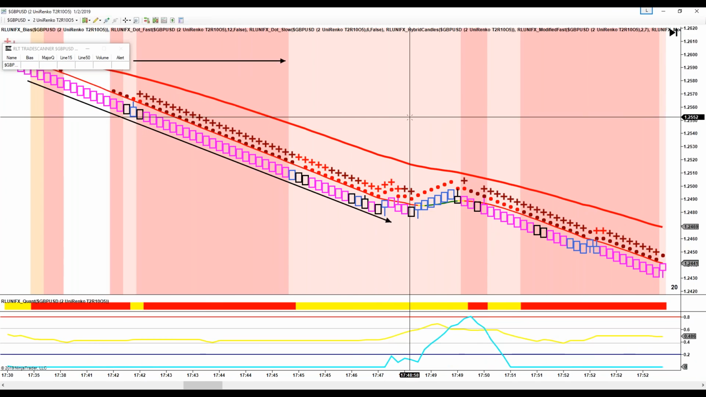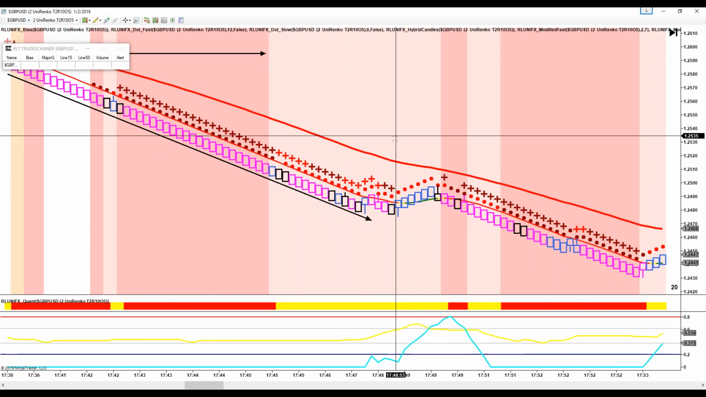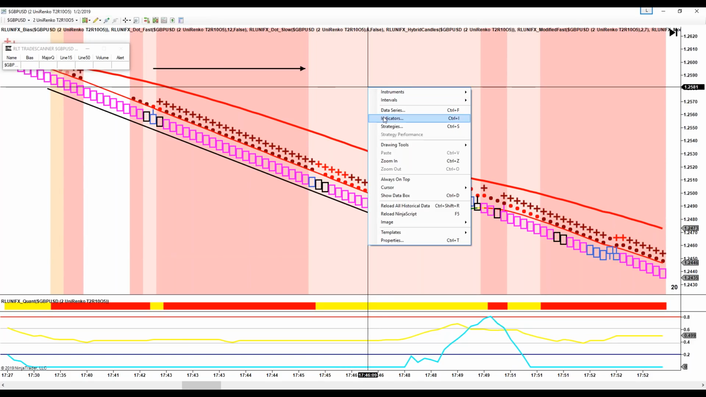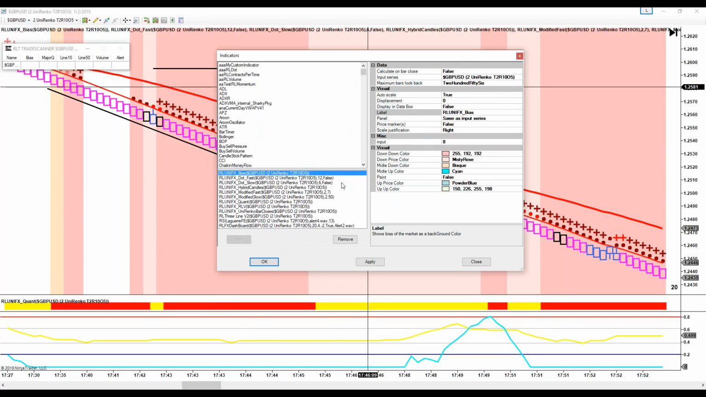Now, the other indicator that's very, very important is this line. This is called our quant line. Each Forex market has a different quant line. We have to optimize that line individually by market. This isn't one size fits all.